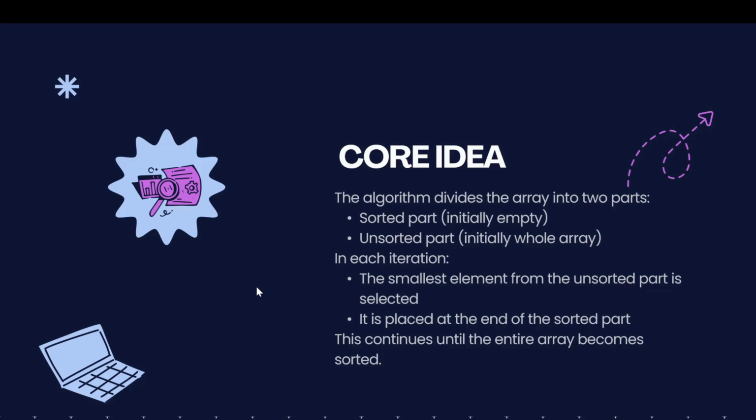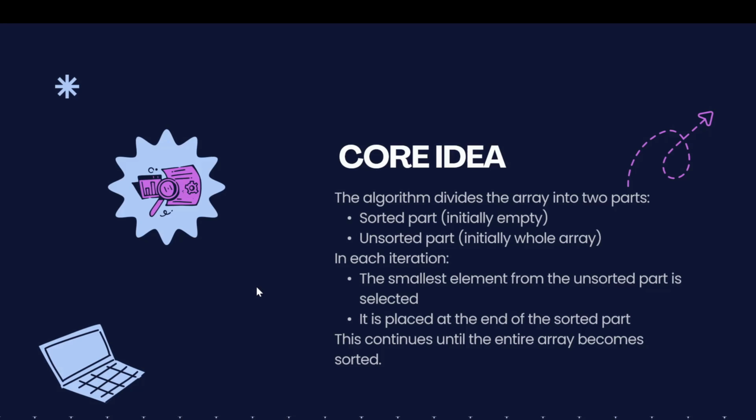If you remember, in insertion sort we kept the first element as the sorted part, then the remaining elements as the unsorted part. But in selection sort, this is a little bit different. The sorted part will be initially empty and the unsorted part will initially be the whole array.